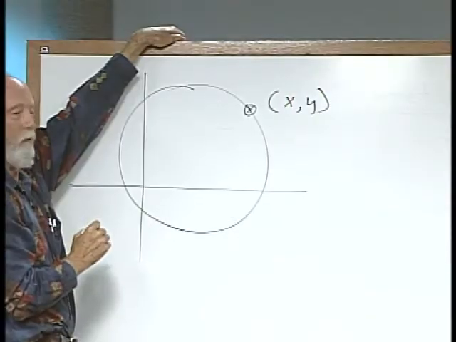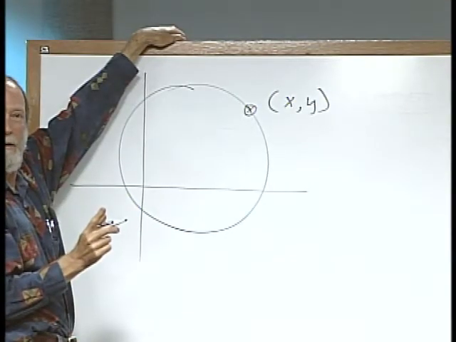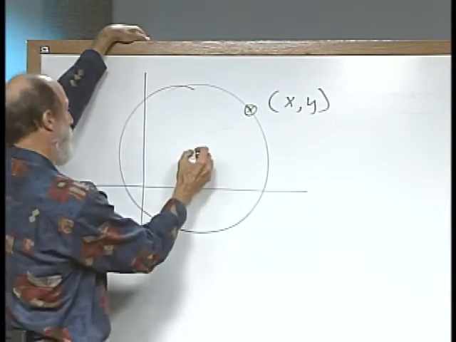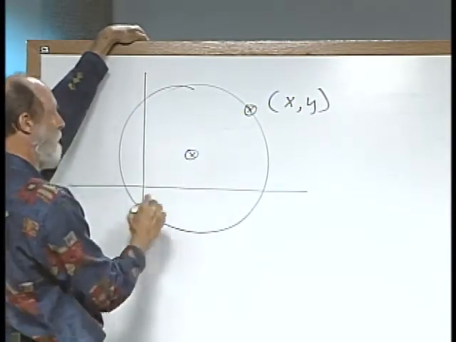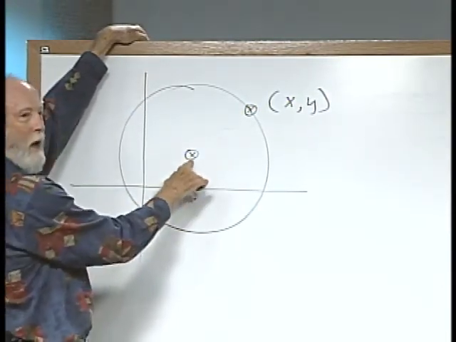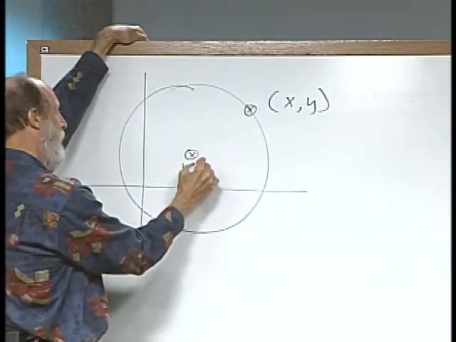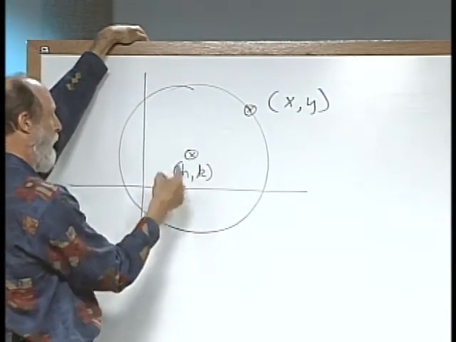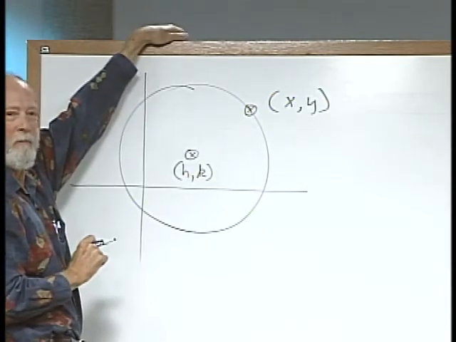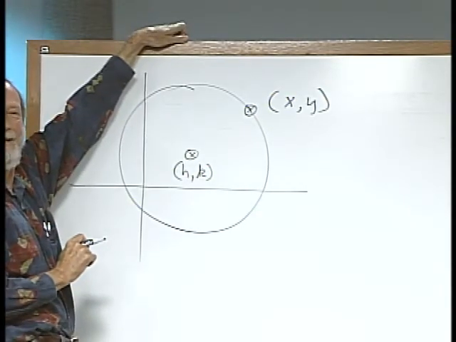Now, the circle has a center. It's going to be tucked right in, right here, right? I don't know where that is exactly. In general, I'm going to call that H and K for the X value and the Y value. I'm down to 2 minutes. Okay.